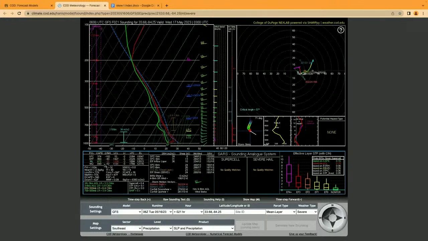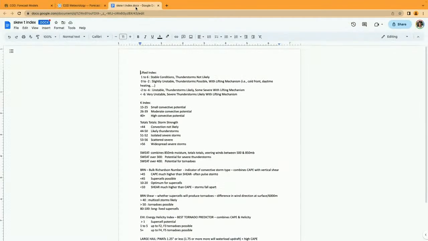The next thing I look at is the K index. So the K index here is 32. The K index being 32 means that there's moderate convective potential, okay? Not high convective potential, moderate convective potential.